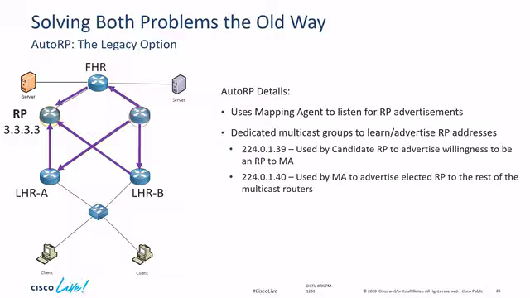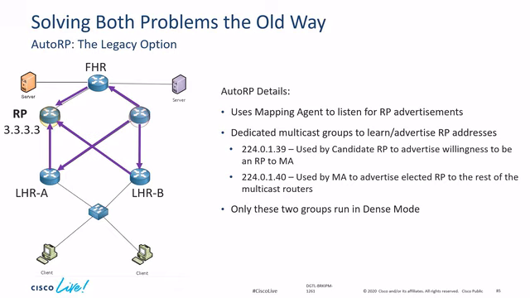This is the old way of doing it. Now these two groups run in dense mode, like I said. They're flooded out, and that's inefficient. Again, there's a reason we moved away from dense mode. The other thing is that this particular solution, AutoRP, is the reason why we have PIM sparse dense mode.